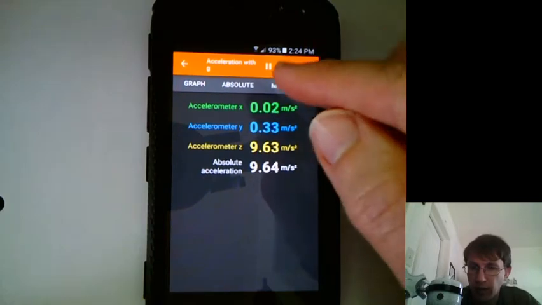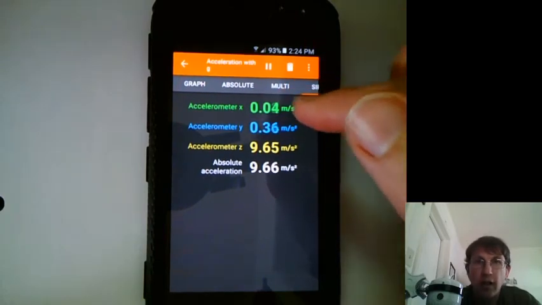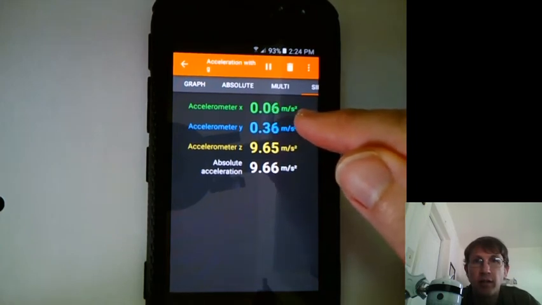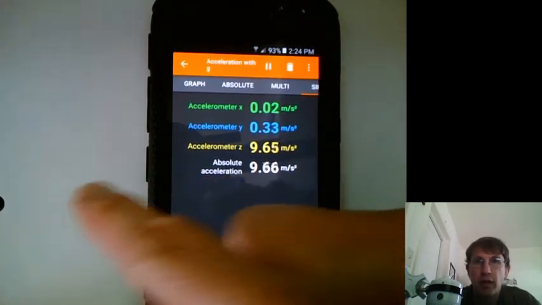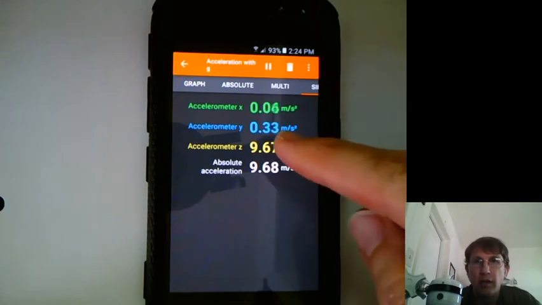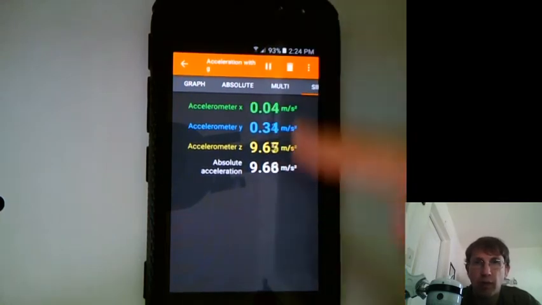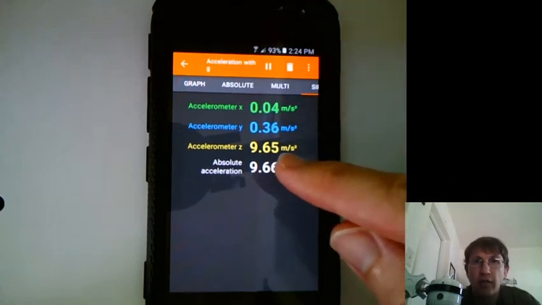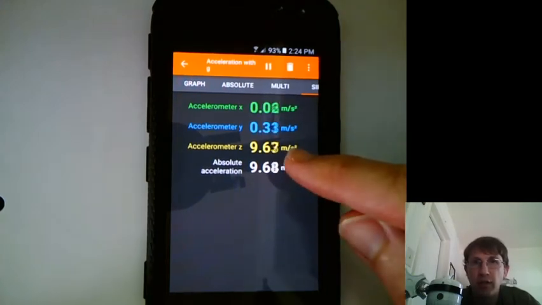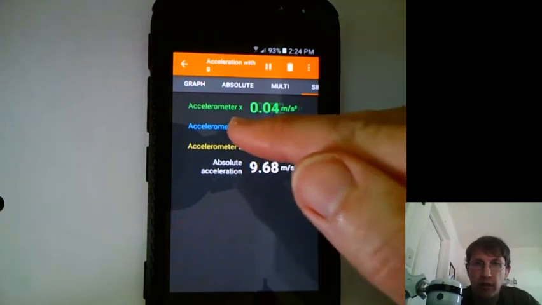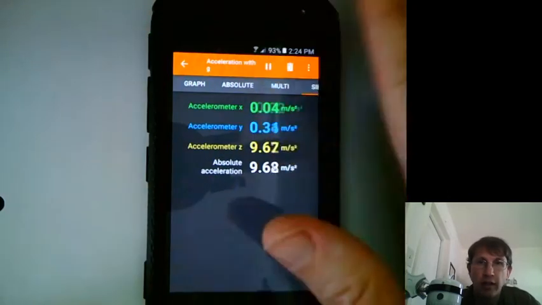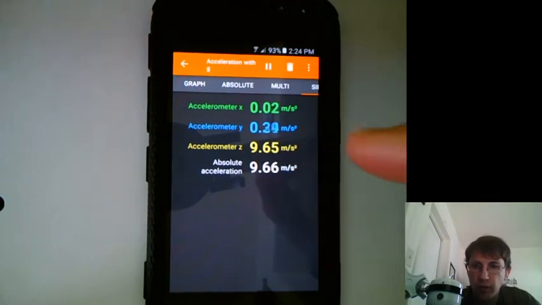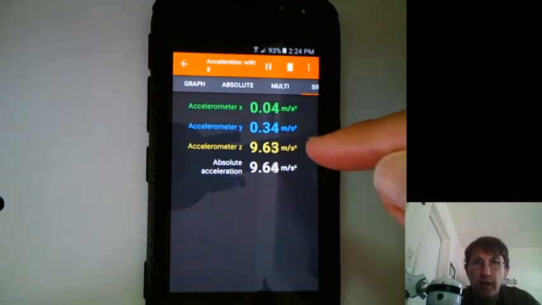I'll show that in a sec, but just notice here, this is feeling basically 0 acceleration in meters per second squared in the left-right fashion, close to 0 in the up-to-down fashion on the phone, and close to 9.7, 9.8 meters per second squared in the z direction, because right now this phone is flat on the surface of a table. So it's feeling all the pull in the z direction right now.